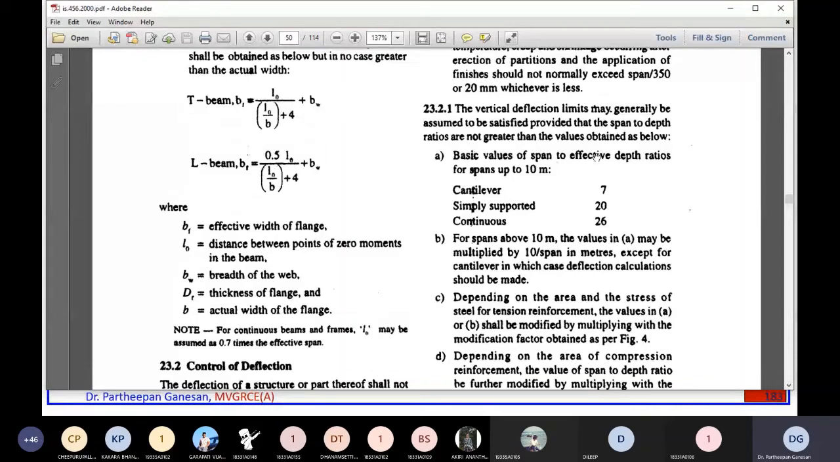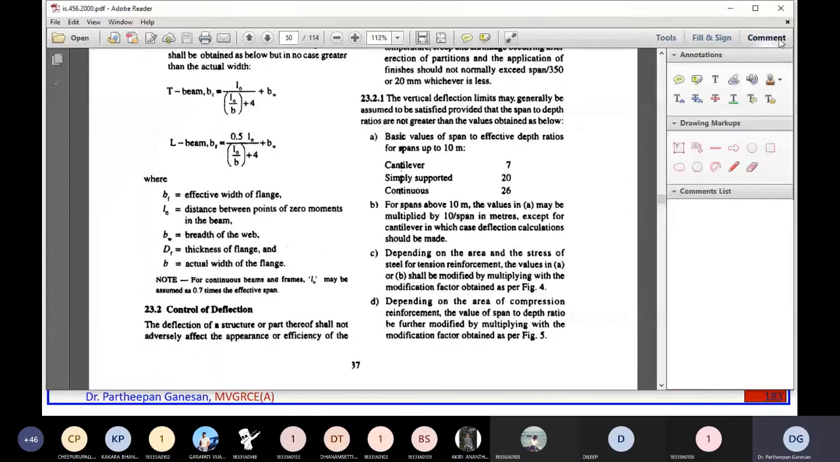Code says span to... Okay, are you able to see here? Whoever asked the question, are you able to see? Yes, sir. It is saying span to effective depth. Okay, so it's a clear span or effective span. According to the span that is given to you, you can take it.